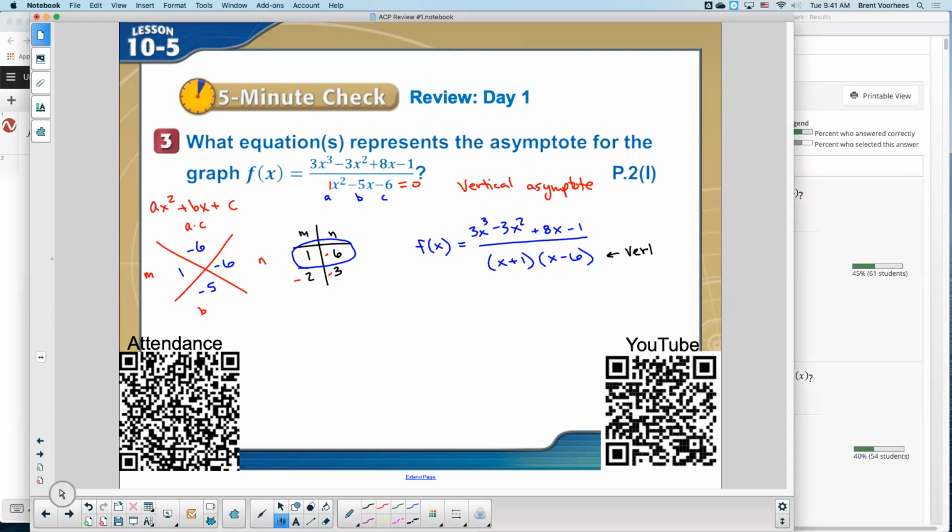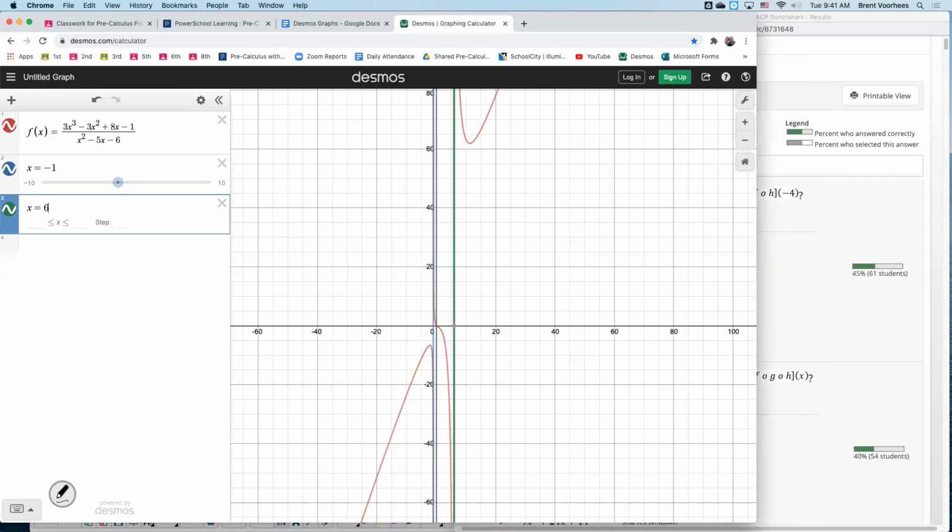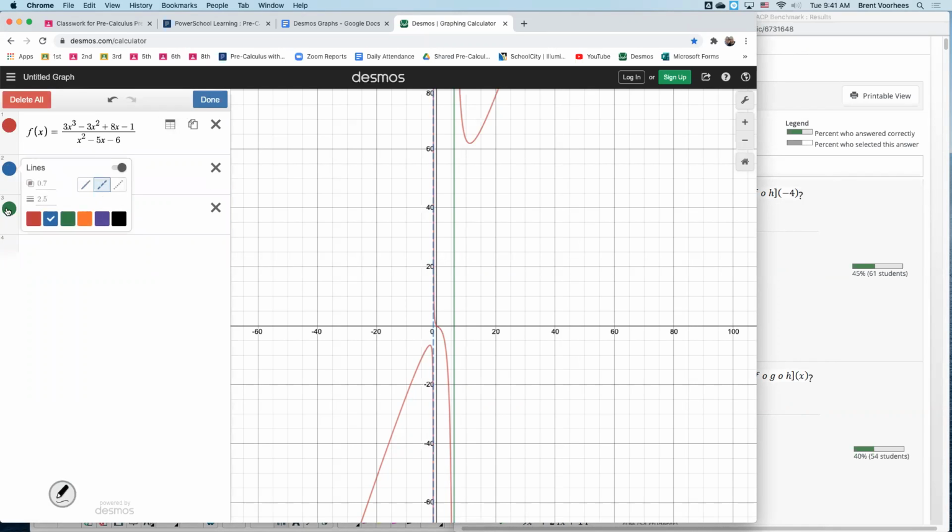So we have vertical asymptotes at x equals -1, because remember inside lies, you solve it, x equals -1 and x equals +6. So if I type that in this graph, whoops, wrong one. If I type this in, this should divide the graph perfectly. Let me copy this one, x equals 6. So these two graphs should divide. I'm going to do them dotted.